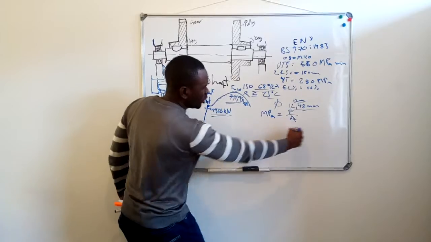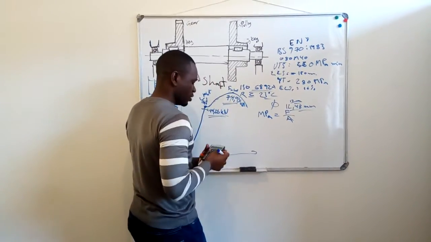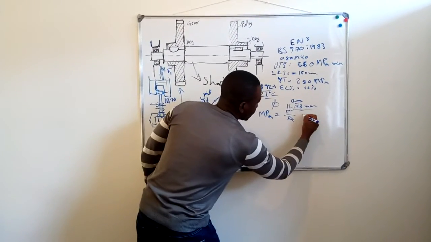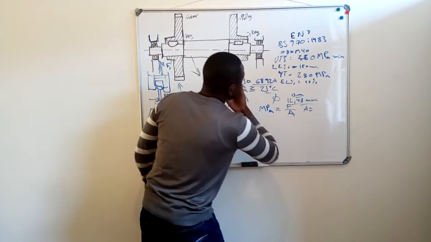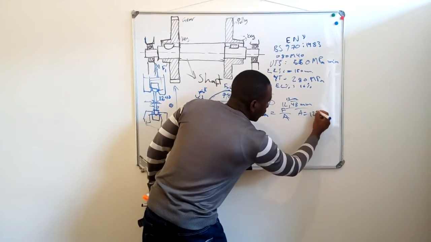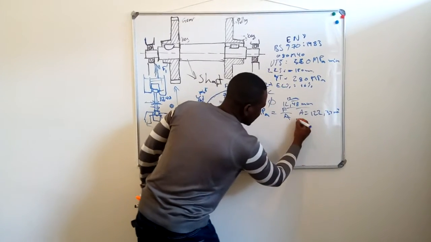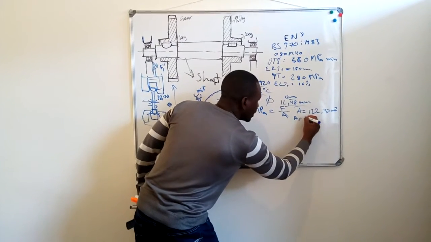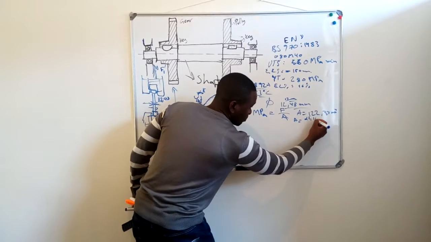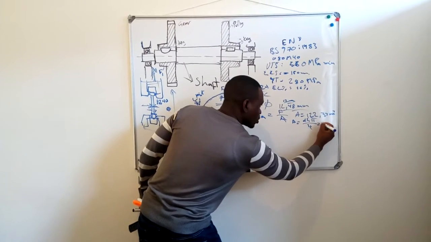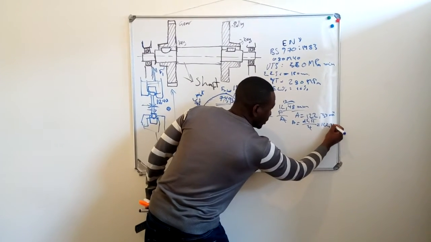So we all know that if you have to get the area of 12.48, the area would be 122.33 millimeters squared. We all know that the area equals d squared times pi over 4. So I get 122.33 millimeters squared.